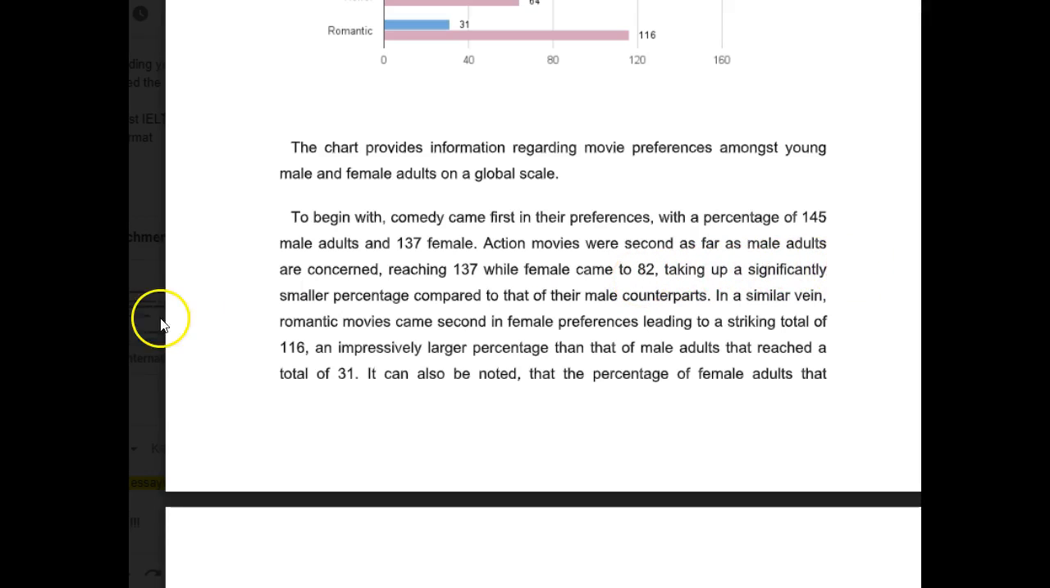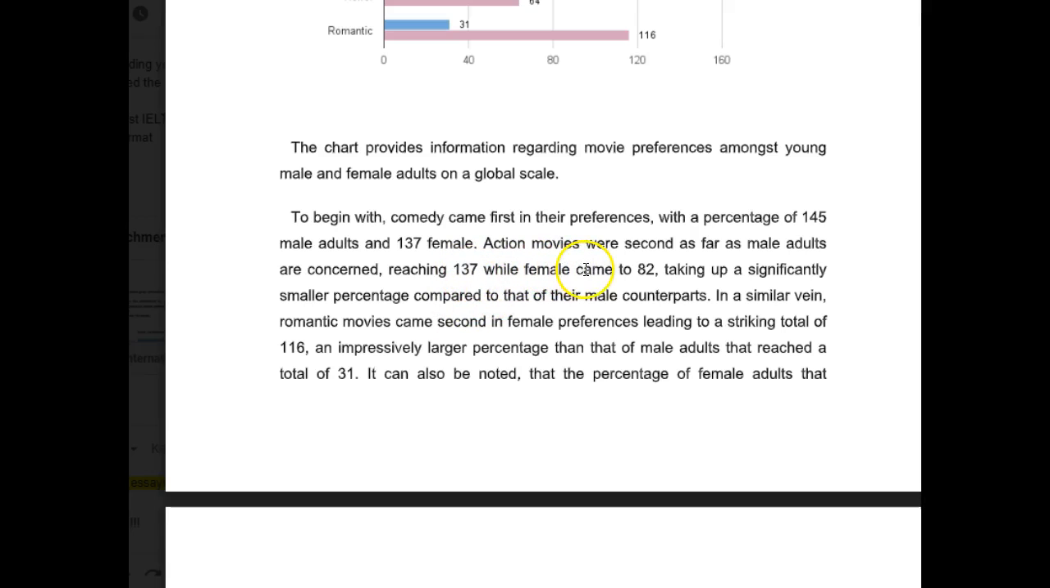Taking up a significantly smaller percentage compared to that of their male counterparts. All right, again, percentage is wrong. We're not talking percentage. We're not talking even proportion, I think would be inaccurate here. And this whole expression, taking up a significantly smaller percentage, for me is inaccurate.